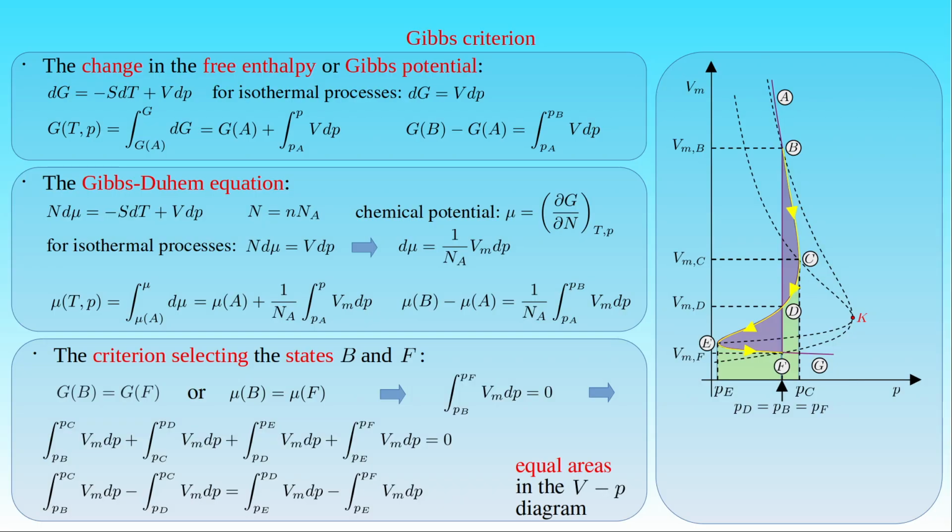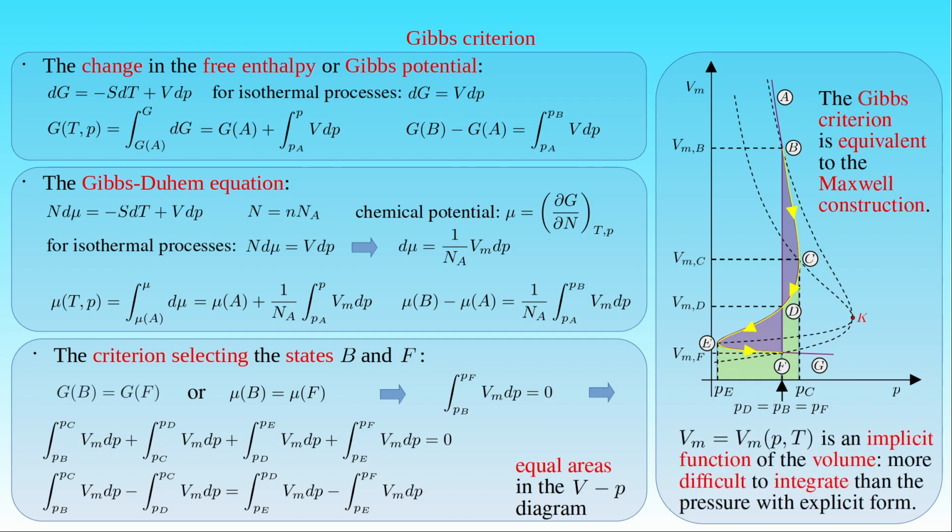We therefore obtain the same criterion of the equal areas derived for the pressure versus volume diagram of the van der Waals isotherms by Maxwell, that is, the application of the Gibbs criterion is equivalent to the Maxwell construction. However, the volume or the molar volume Vm of the medium as a function of the pressure P and the temperature T is a cubic equation which is an implicit function of the pressure at a constant temperature. This expression is more difficult to integrate than the pressure expressed in an explicit form as a function of volume.